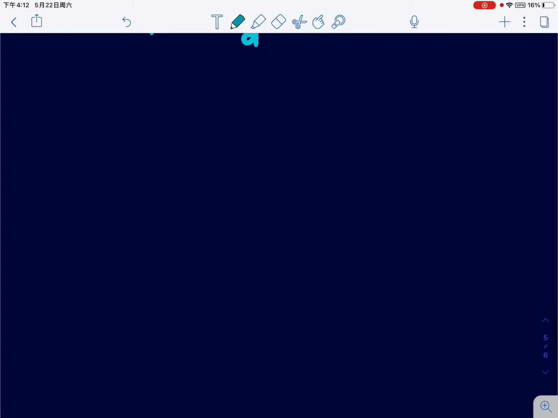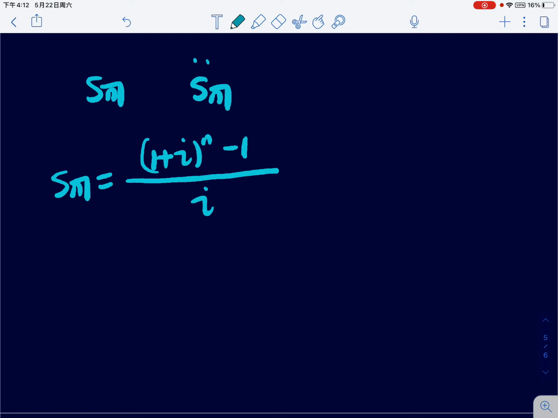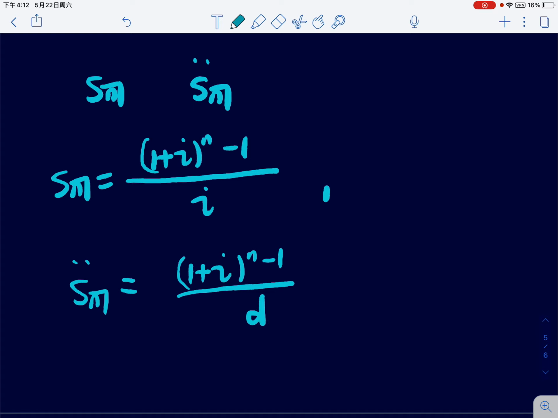And let's talk about the final value of the annuity. We use s to represent it, and s with two dots on the head, and this one equals 1 plus i to the power of n minus 1 over i. And same, if we pay at the beginning of the period, then the i becomes d. So something like this. I think it's pretty much about it.